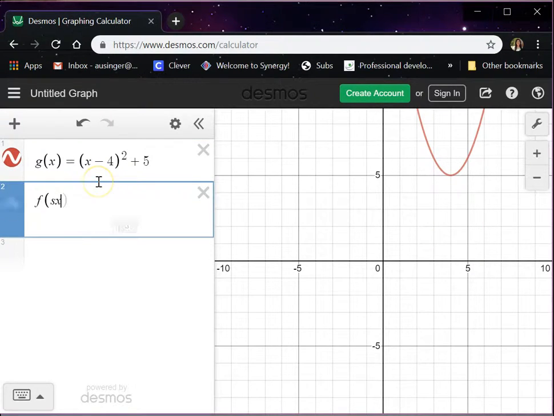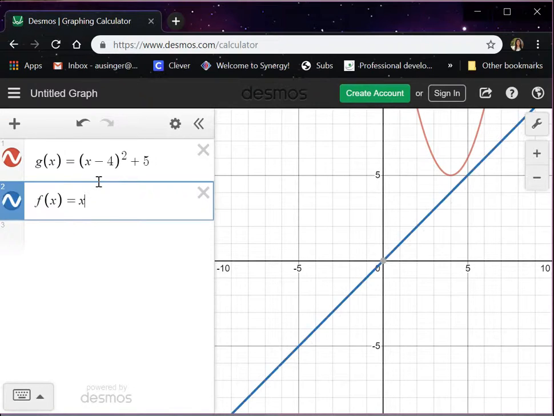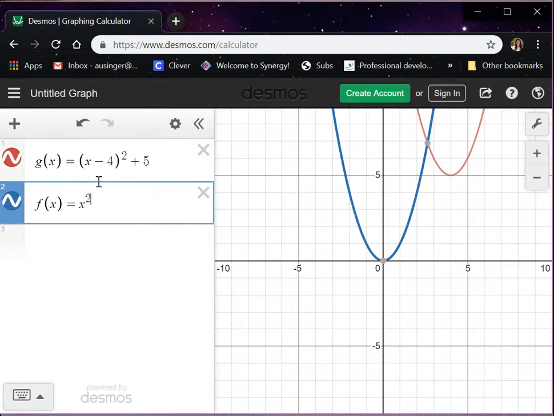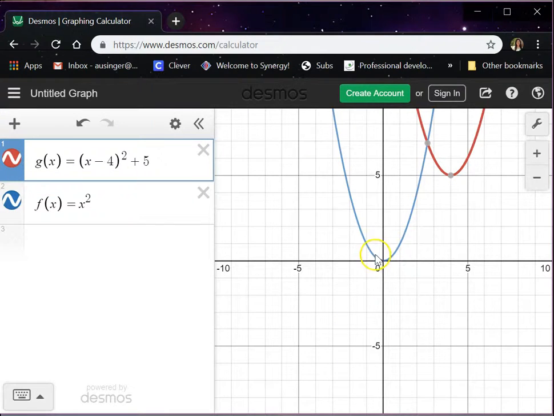And then f of x equals x squared. The second equation I typed, the blue one, is the parent function. The red one is the function. So I'm trying to see how this red one is different than the blue one.